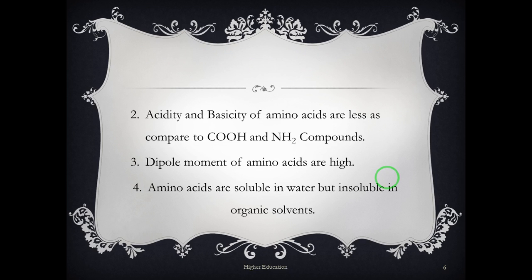Second evidence is that the acidity and basicity of amino acids are less as compared to the carboxylic acid and amine group. Normally, a carboxylic acid is more acidic in nature and an amino group is more basic in nature, but in a zwitterion both are less acidic and basic because they are not in free form, they are in interaction. And a third one is that the dipole moment of amino acids is high. Normally they can't show a dipole moment, but in a zwitterion they show the dipole moment.